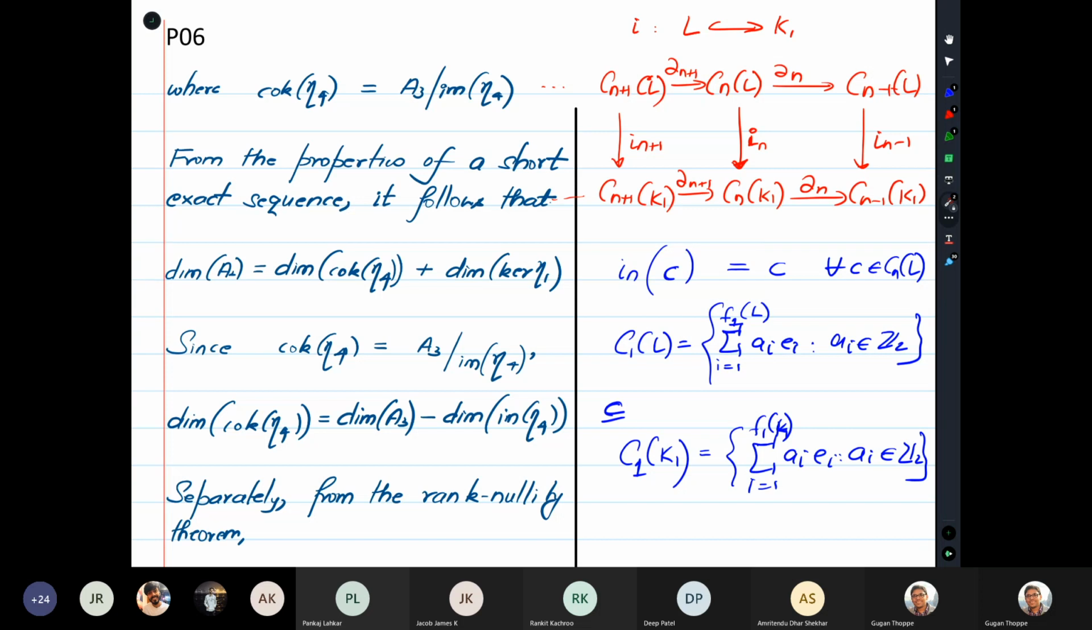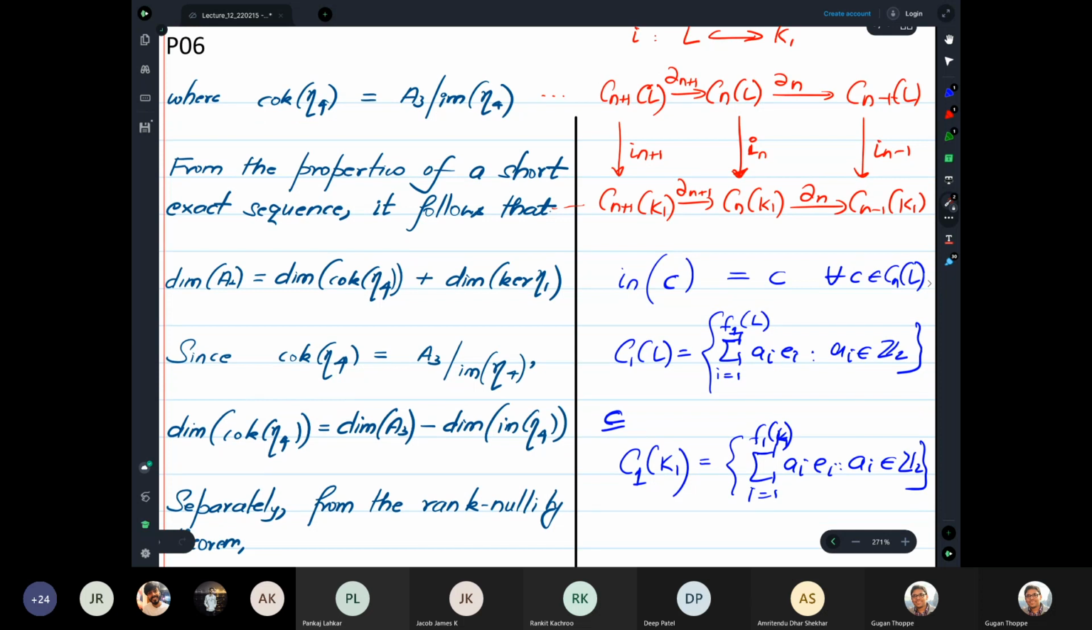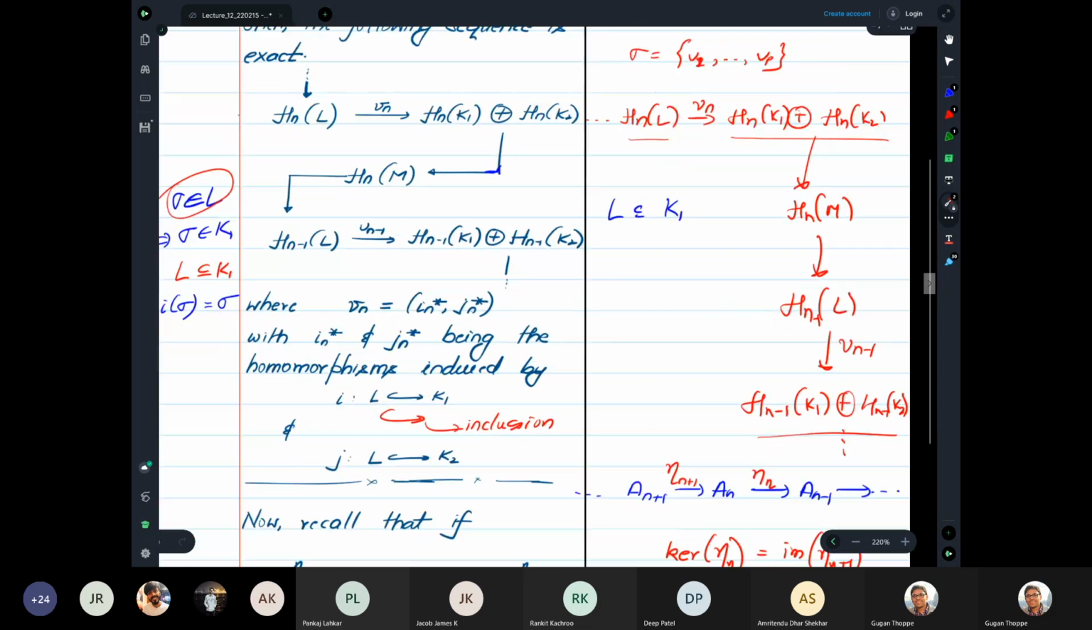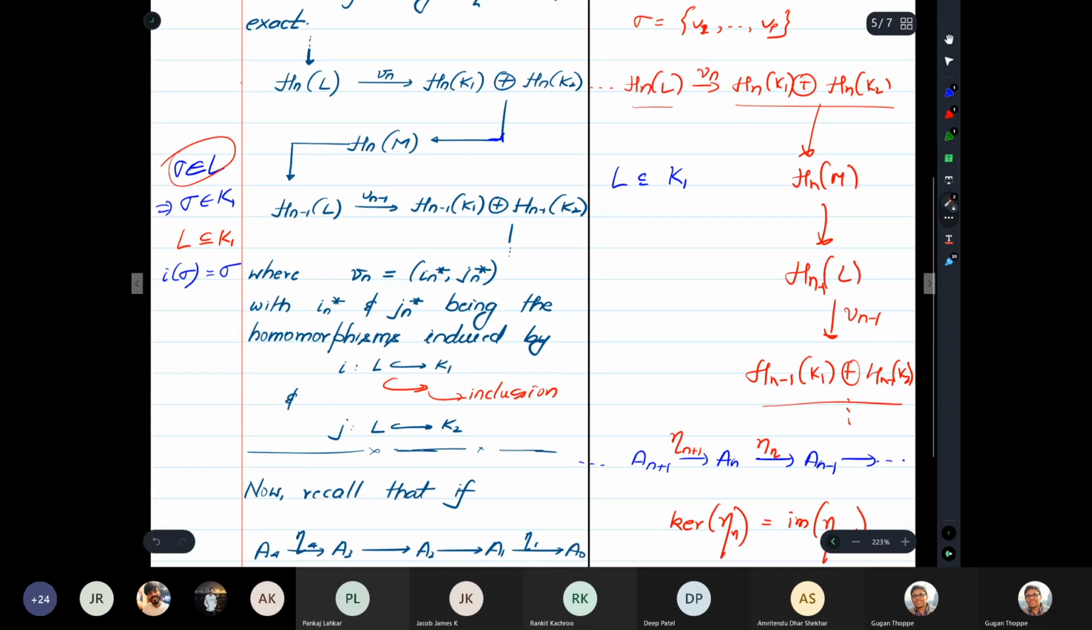Okay, and now I'm claiming that this diagram actually commutes. This diagram commutes means if you go in this direction or if you go in this direction, you will get the same answer. So since this diagram commutes, this I that you have over here can be thought of as a chain map. And this chain map has an induced map, so this induces a map, and that induced map we will represent by In star. Is this okay? Similarly, you have this J function which goes from L to K2. This can also be thought of as a chain map, so since this is a chain map, this also induces another function Jn star. So that is what this Jn star over here is.